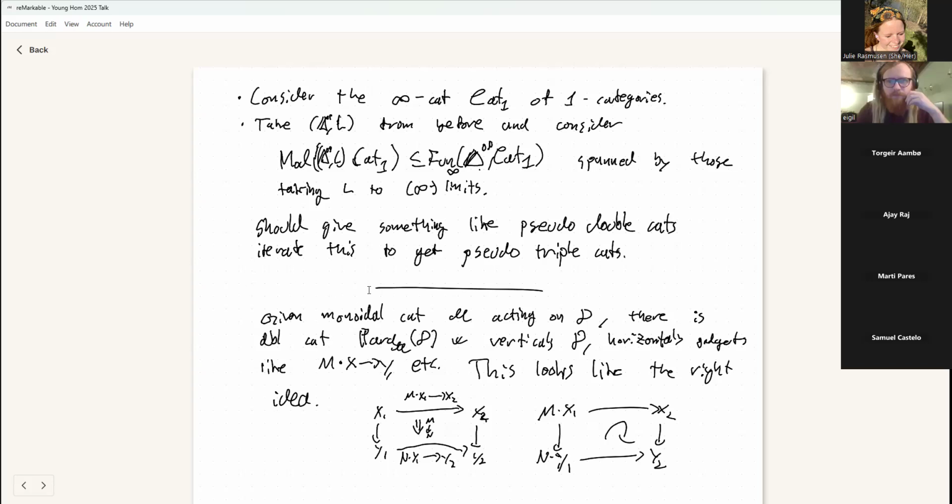That's quite nice. Suppose we accept that that's a good definition of pseudo triple category. If I have a monoidal category M that acts on any other category D, then there's a double category of parameterized morphisms, where the vertical morphisms are the morphisms of D, the objects are the objects of D, and the horizontals are parameterized morphisms like this. A morphism from X to Y horizontally is some object M in M and a map in D from M acting on X to Y. And then there's some notion of commutative squares. This is kind of what we want. This looks like the right idea.